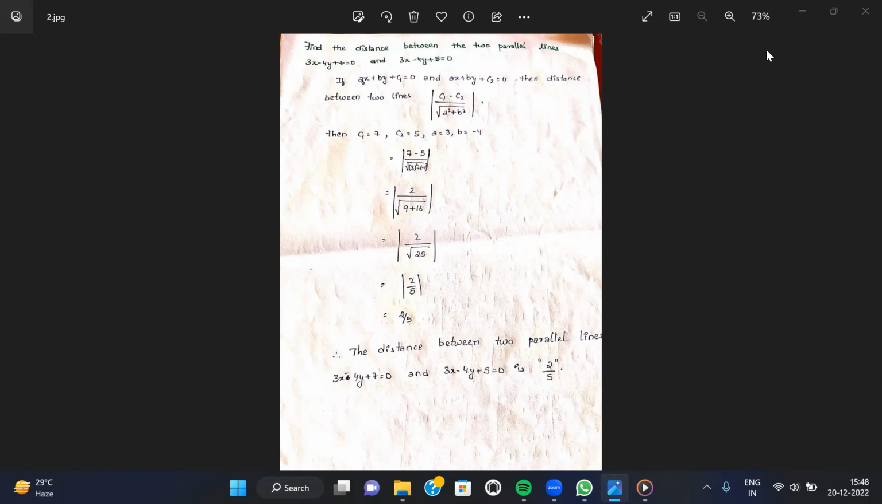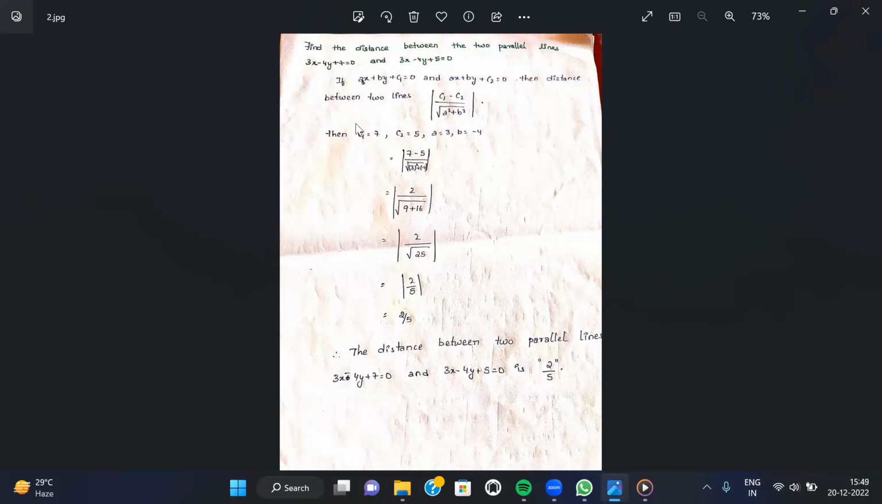Firstly, we know how to identify a parallel line: by having the same x and y coefficients, but differing in the constants. Here we have 3 and minus 4 as the coefficients of the x and y variables, and 3 and minus 4 are also the coefficients of the second parallel line. So if you have the same coefficients of x and y but different c1 and c2, the two lines are said to be parallel lines.